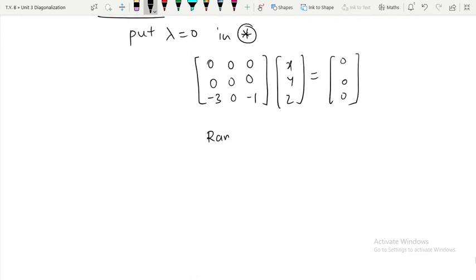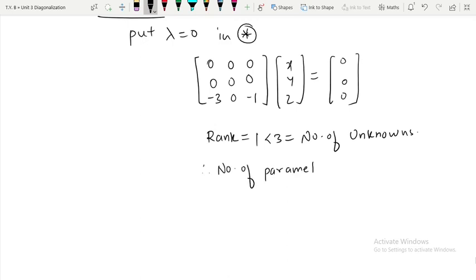So over here rank is 2, okay, which is less than 3, which is equal to the number of unknowns. So rank is not 2, what it is is 1, which is less than 3, which is equal to the number of unknowns. Therefore the number of parameters that we should use over here is 2. Okay, so what is our system? Our system is minus 3x minus z equals 0.